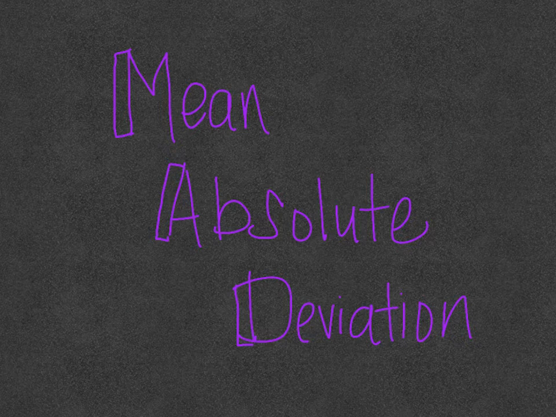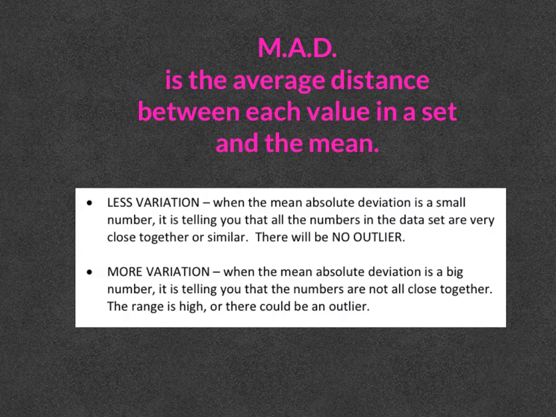I'm going to show you in this video how to calculate mean absolute deviation. First of all, mean absolute deviation, I like to just call M.A.D. It is basically the average distance between each value in a set of data and the mean of that data.